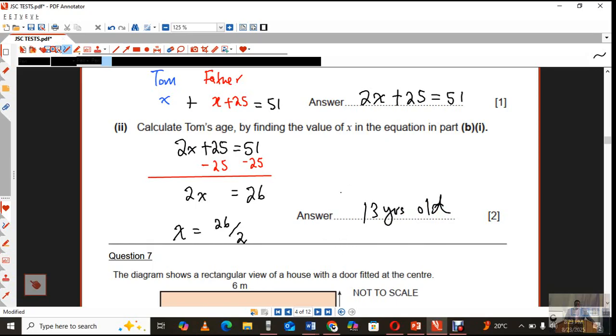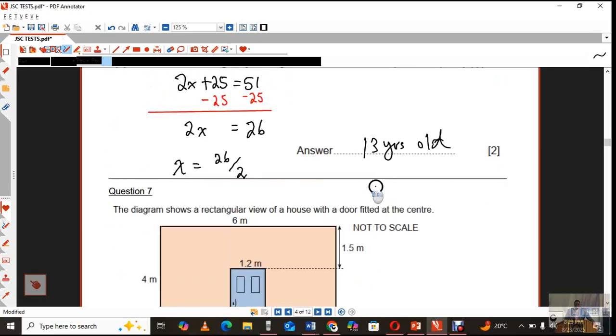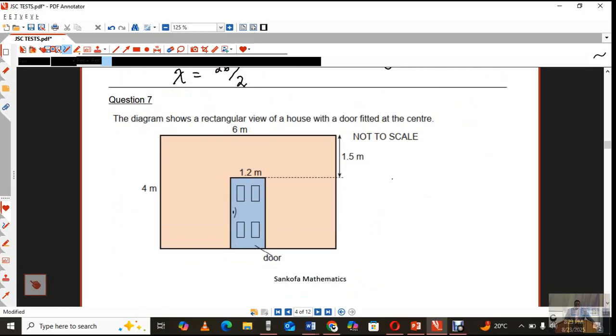Question 7. What you have over here is a rectangular view of a house with a door fitted at the center. If we were to consider the height, which is going to be all of this, that height would be the distance from here all the way up to here. That distance is nothing but 4 meters.